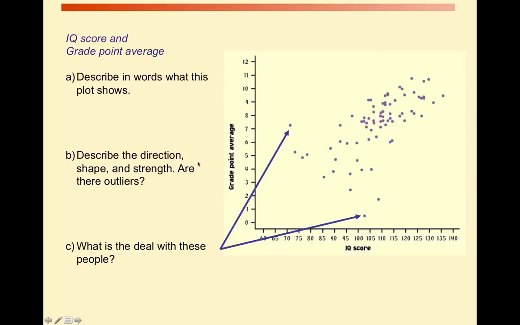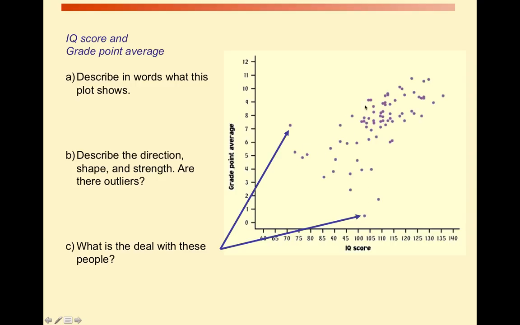So let's try ourselves out here. How would you describe this data here? So here's a scatter plot of IQ score versus grade point average, and we would expect that this relationship would be positive. It means the higher the IQ, the higher the grade point average. And so here's a bunch of data that shows the bivariate nature of this.